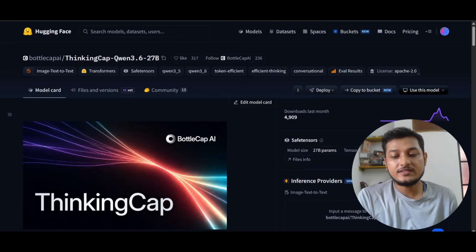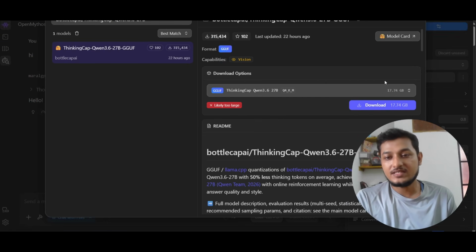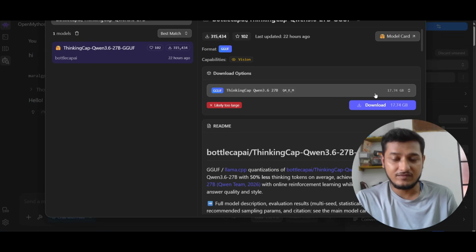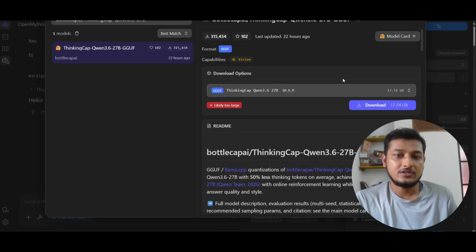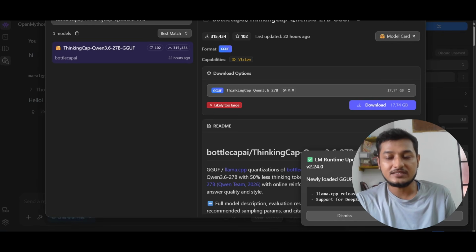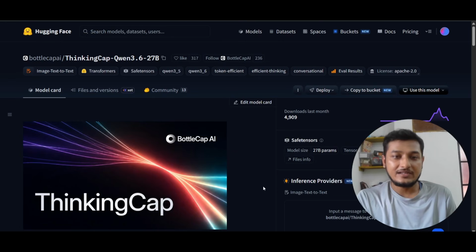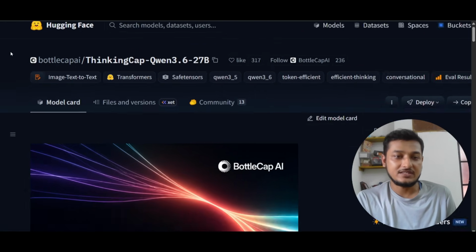Now if you want to try this model, you can go to LM Studio and search for it. As it is a 27 billion model, you need a lot of space, or you can say VRAM, to test it. I don't have that much space inside my laptop because my laptop is only 16 GB RAM. If you have enough space in your machine, then you can try it, and let me know what kind of experience you are having with this model ThinkingCap Qwen 3.6 27 billion.